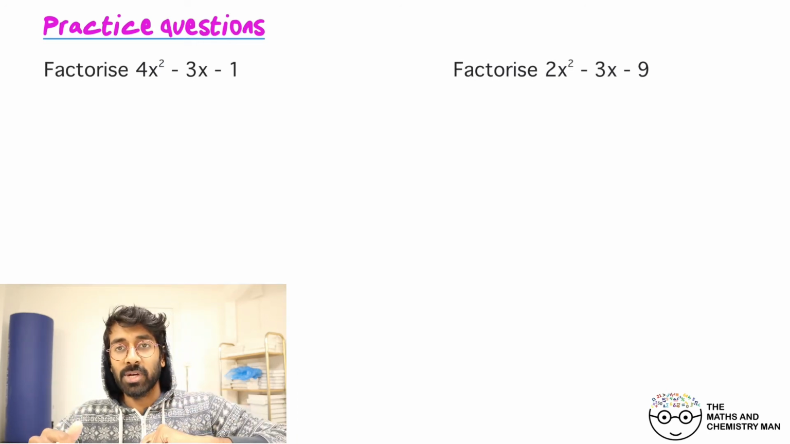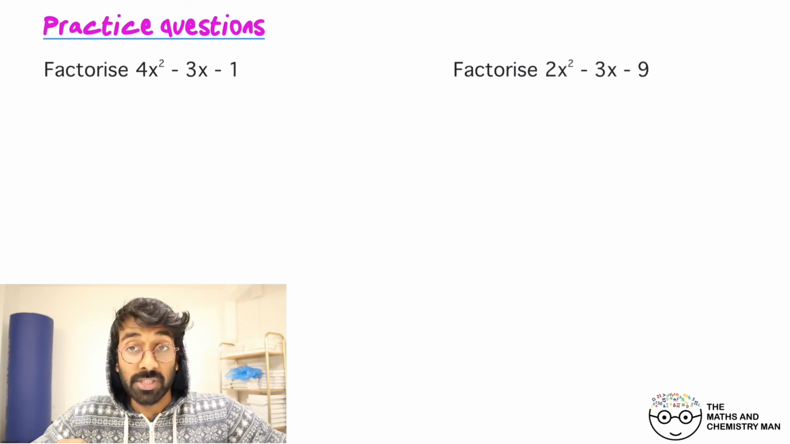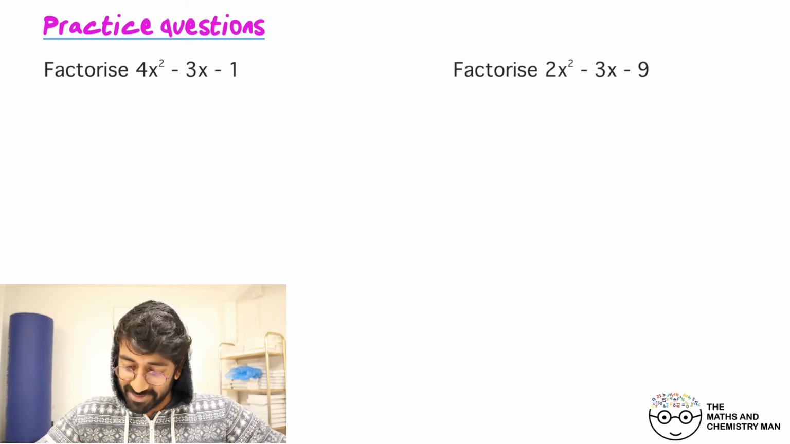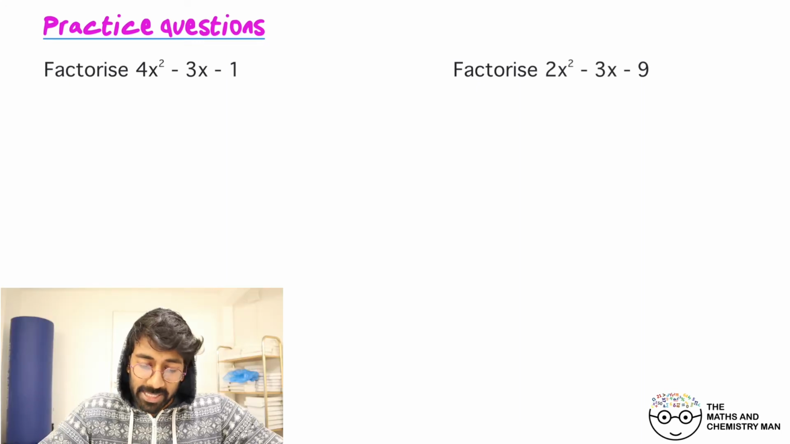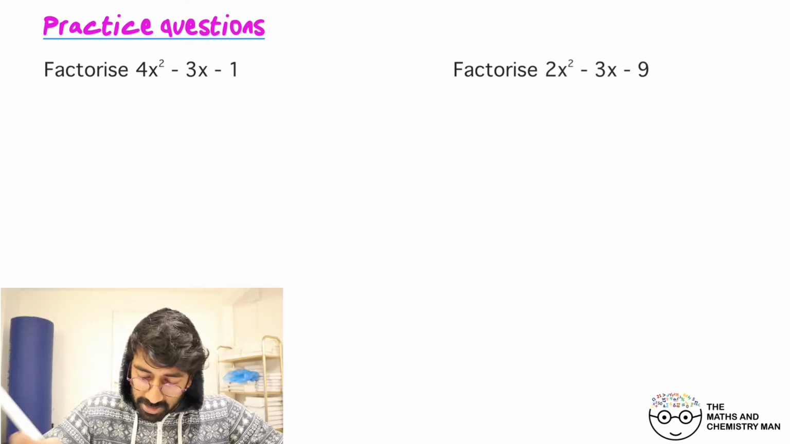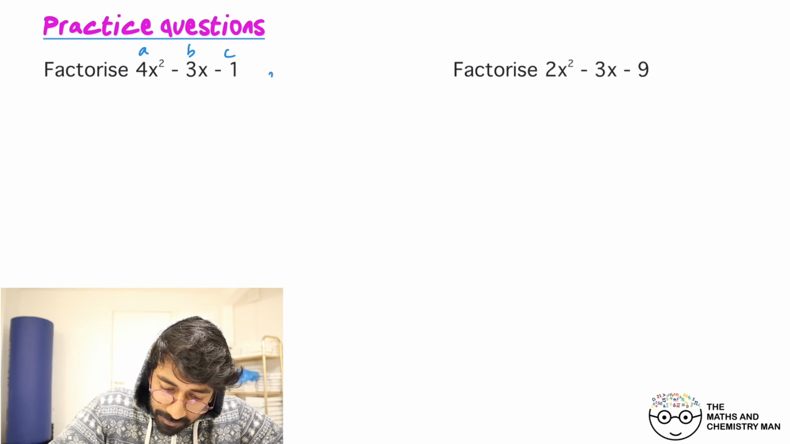Now, here's a couple of questions for you to do, so go over them, and we'll see how you do in a couple of seconds. Okay, time to go through the answers then. So I hope you started by doing some labeling, right? So A, B, and C. A would have been equal to 4, B is equal to minus 3, and C is equal to minus 1.